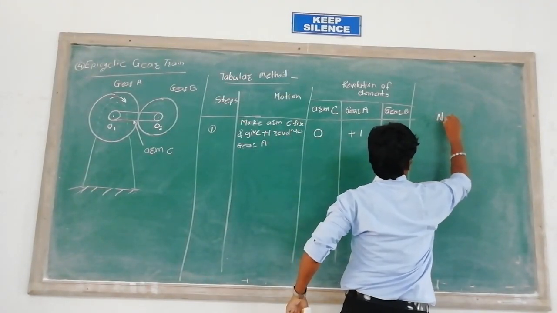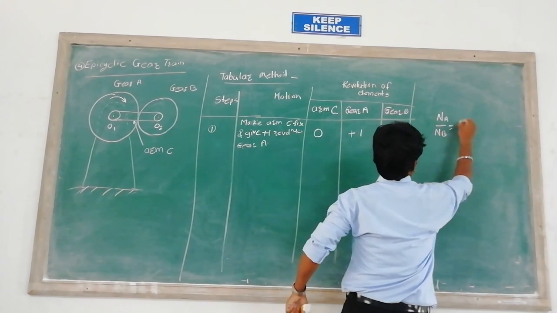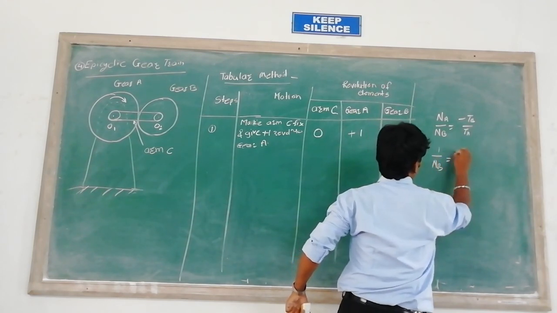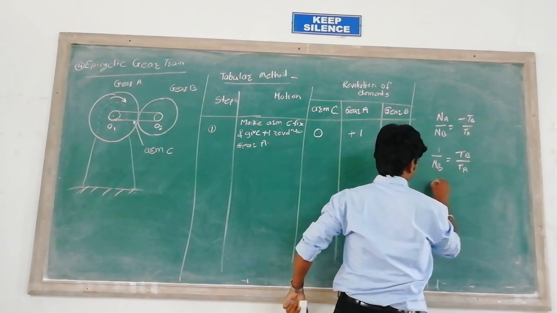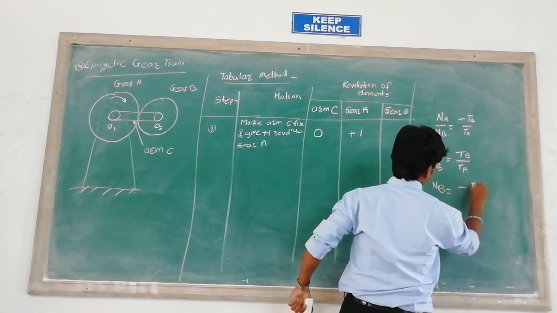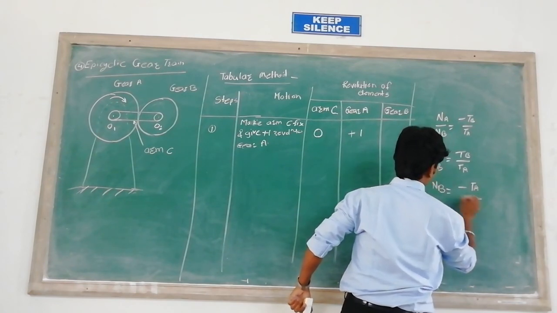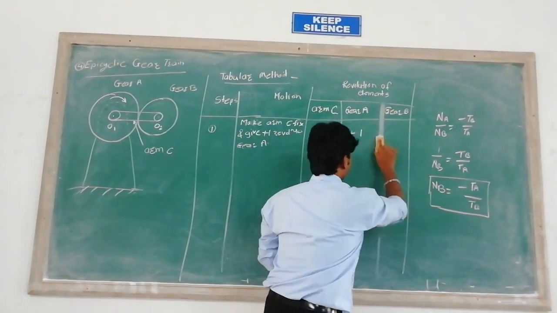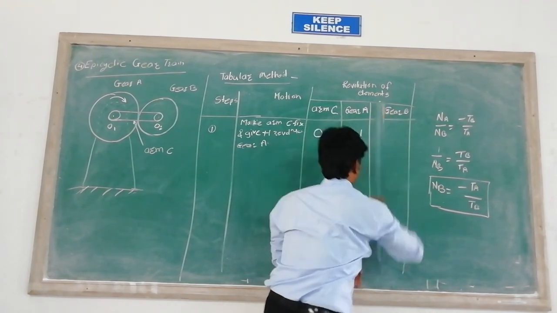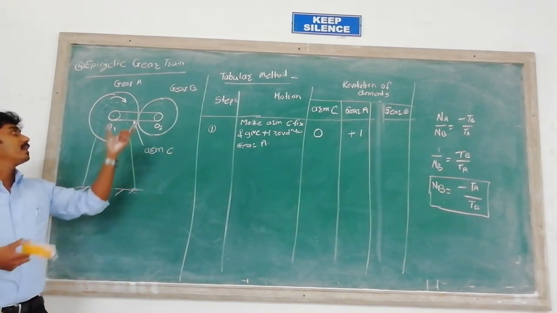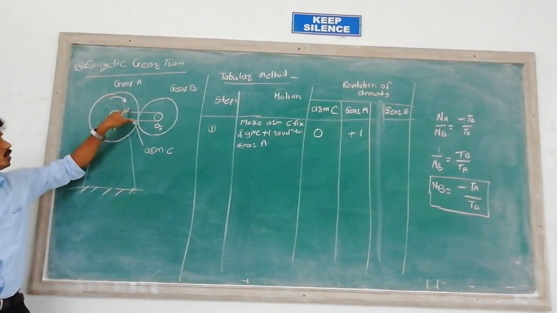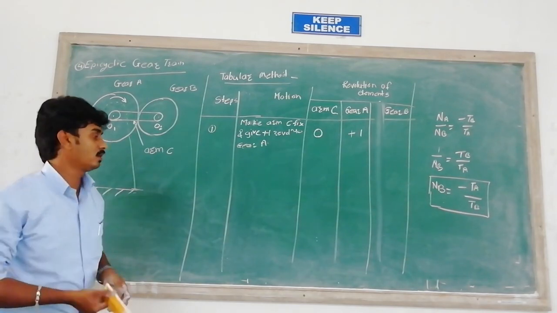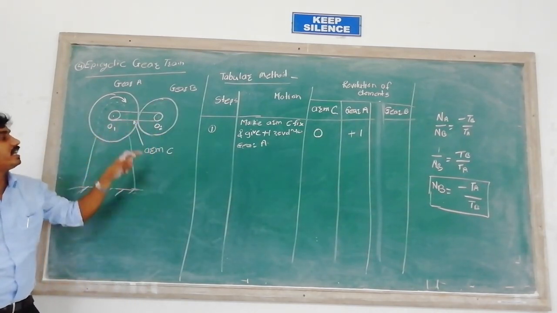We have a formula that NA divided by NB is equal to minus TB divided by TA. We mark NA is equal to 1, so NB is equal to minus TB divided by TA. Therefore, NB is equal to minus TA divided by TB. This is the revolution of gear B. So when I fix arm C and give plus one revolution to gear A, then gear B will perform minus TA divided by TB revolution. Why minus? Because gear B will rotate in an anti-clockwise direction.